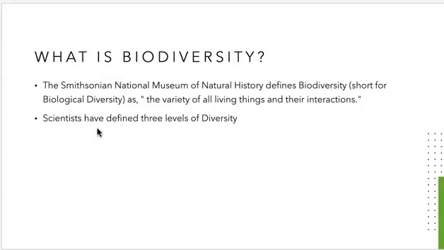Scientists have defined 3 levels of diversity, which are 1. Species, 2. Genetics, and 3. Ecosystem. The Smithsonian states that these levels cannot be separated. Each is important, interacting with and influencing others. Changes at one level can cause changes at other levels.